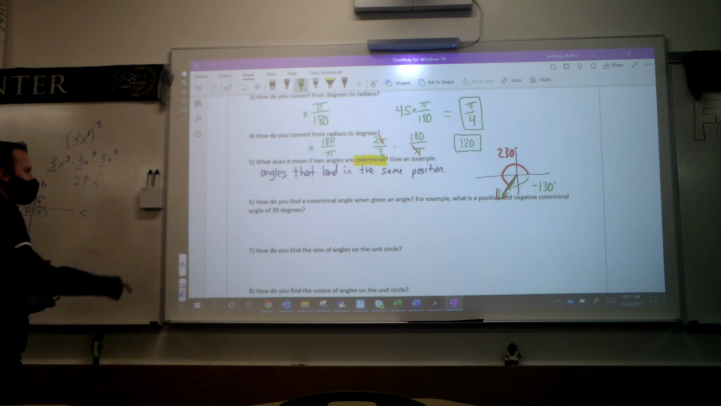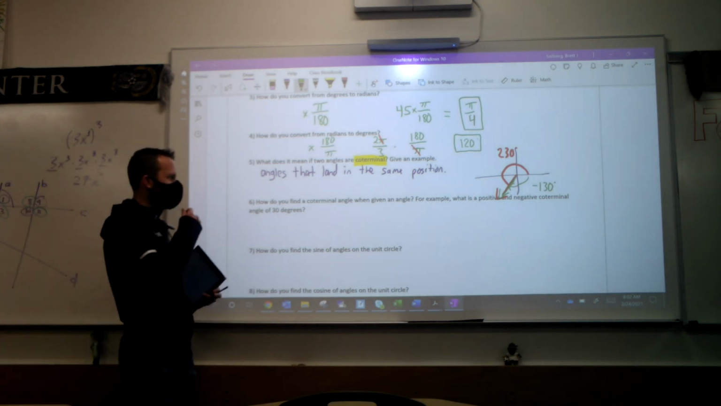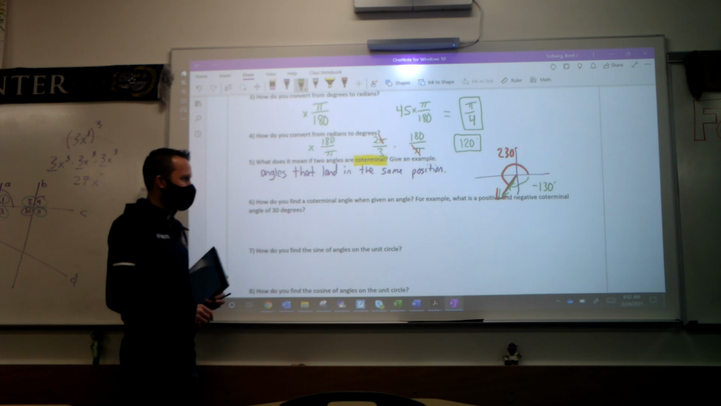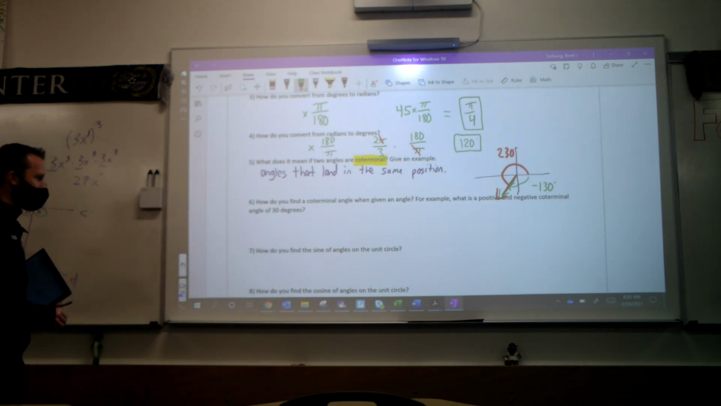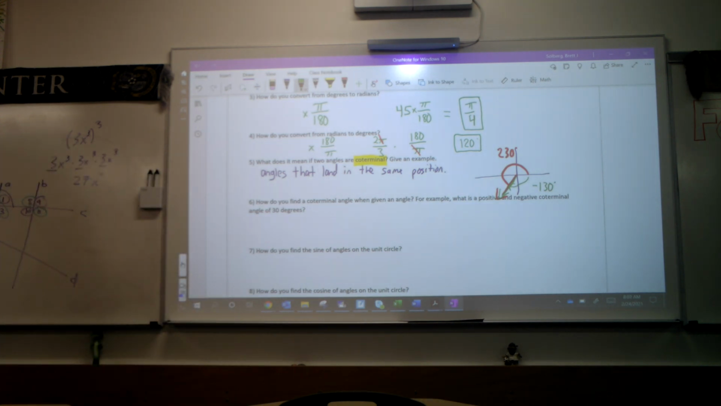So then let's go to number 6. How do you find a coterminal angle when given an angle? For example, what is a positive and negative coterminal angle of 30 degrees? Who wants this one? Go ahead, Jordan. So to find it, we just have to do 30 plus 360.